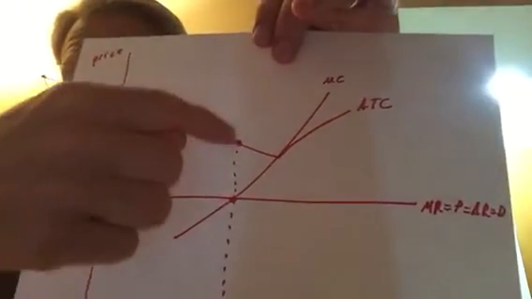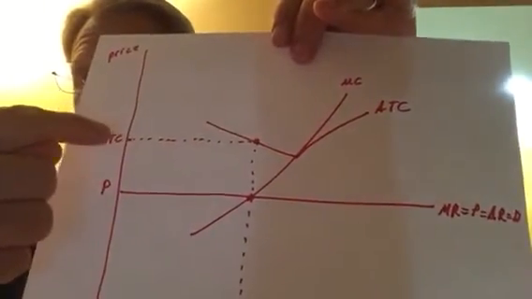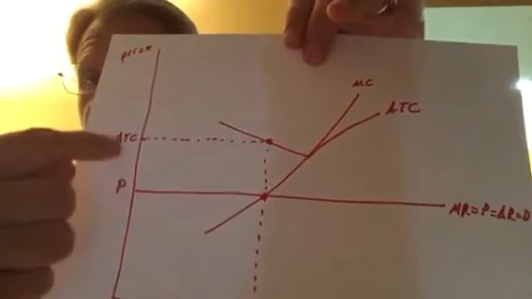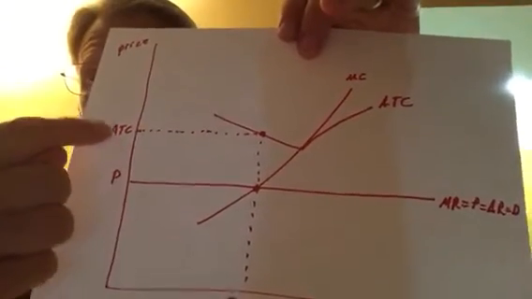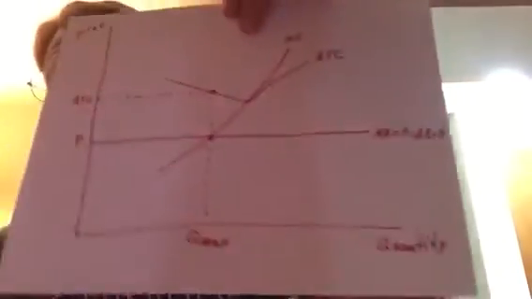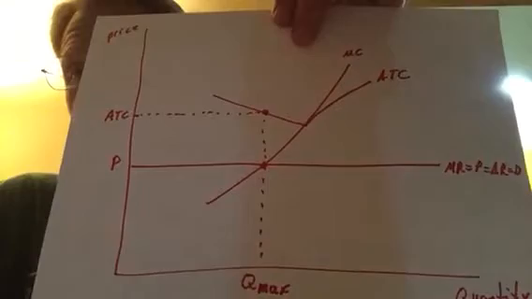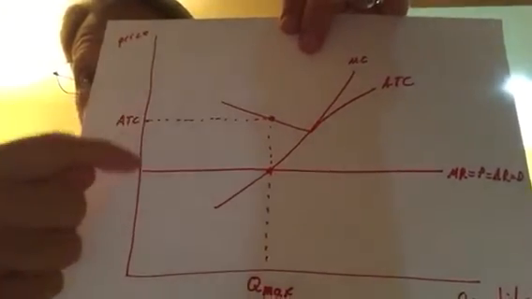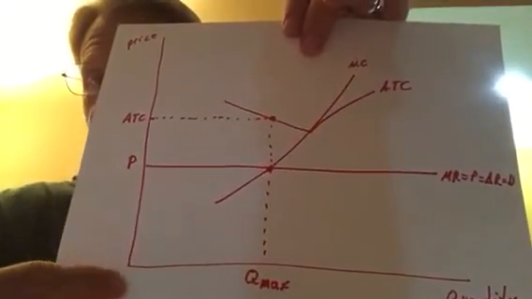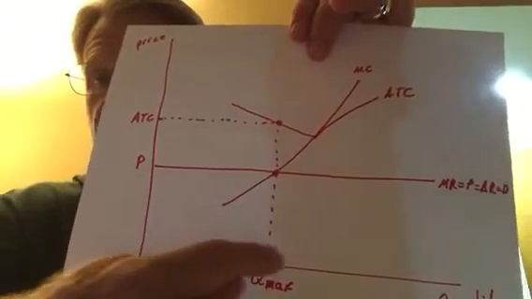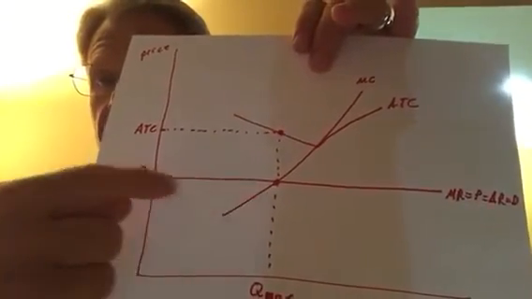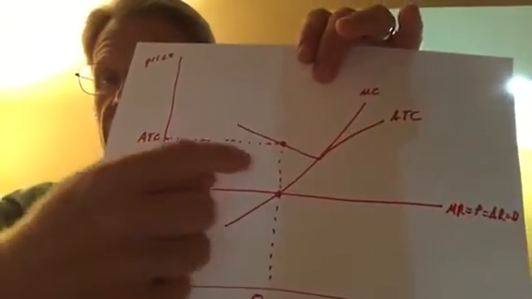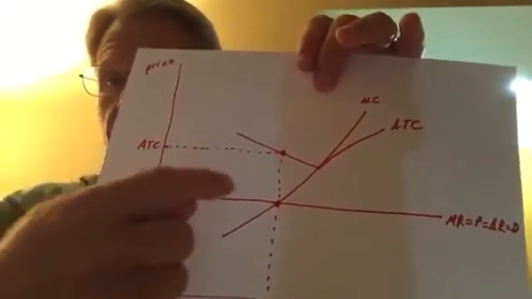Now, I got to go up to ATC and over. And now you see that the ATC, the average total cost, is higher than the price. So on every unit, they're losing money. That's why they are a loser. Now, can you see the 3 boxes? First of all, total cost, ATC times quantity. That's why we did those tricky ones. Then we have revenue, price times quantity. This box here. And this is now our area of economic loss.